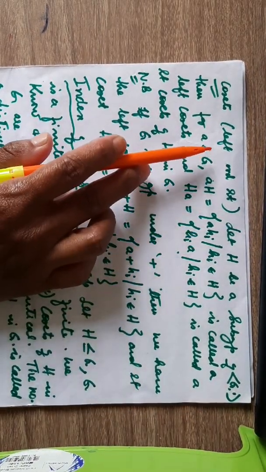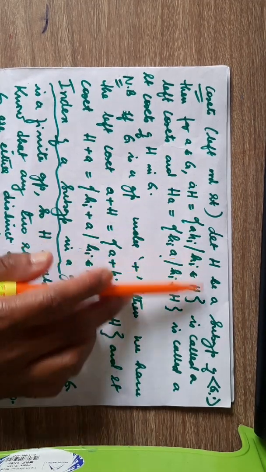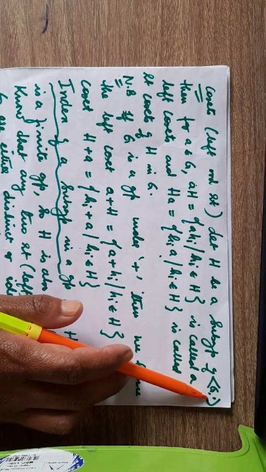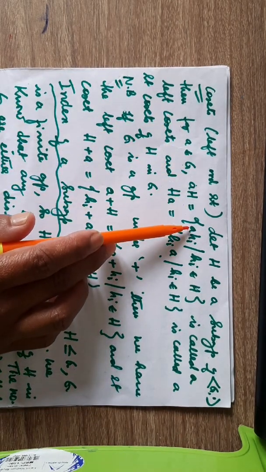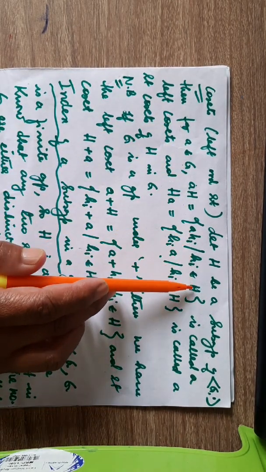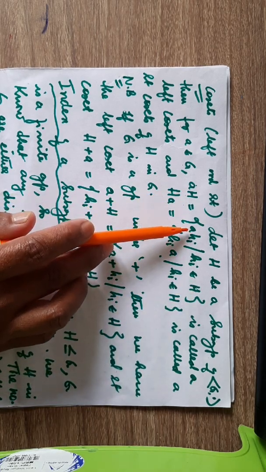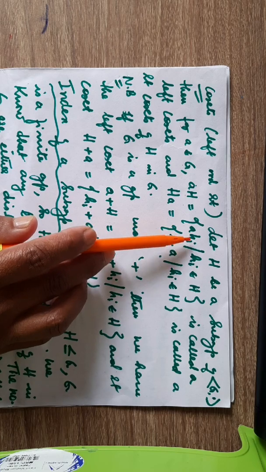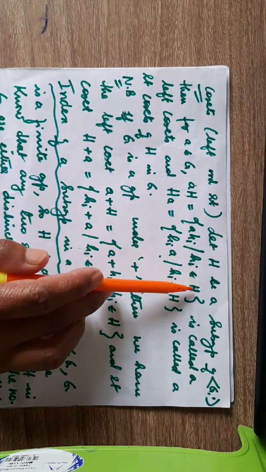Cosets. Let me recall the definition of cosets that you have done in third semester. Let H be a subgroup of G under the binary operation dot. Then for any a belonging to G, aH is defined as the set {ah_i such that h_i belongs to H}. That means aH contains all those elements of the form ah_i, where you have to multiply a from the left side of H, and h_i is an element of H.